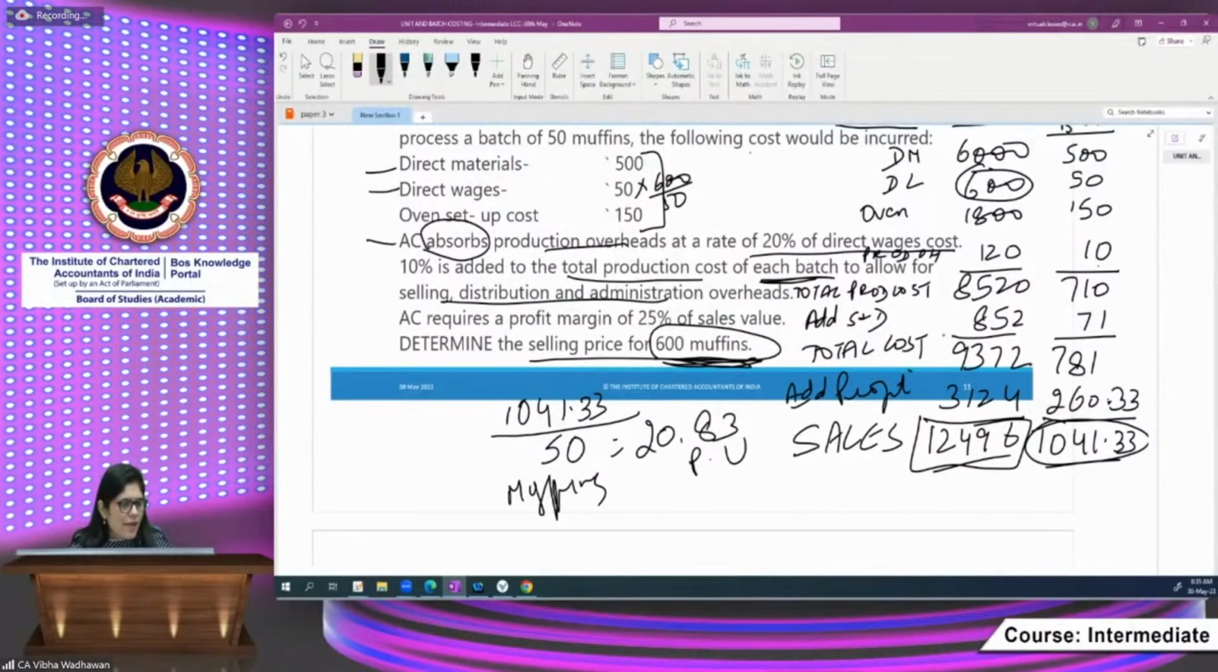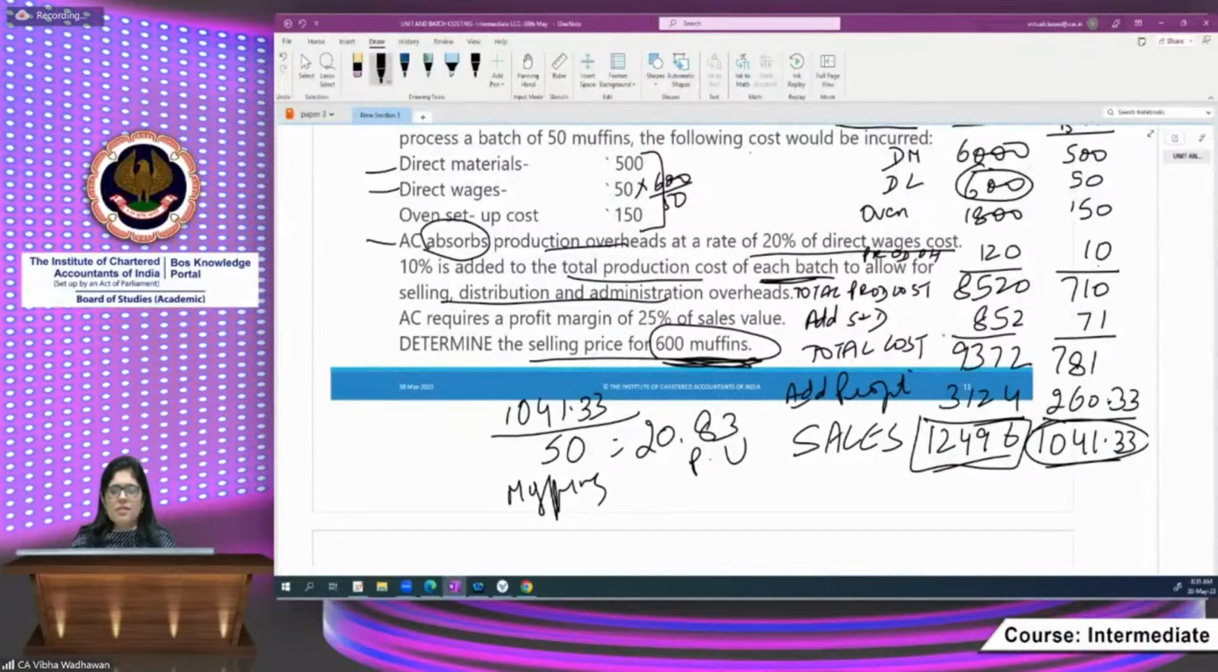12496. So I hope students you have understood this. So selling price per batch, selling price per unit and total sales for 600 muffins. All the three answers are before you. I hope you have understood this. Any doubts in this question? Any doubts in this question, students?